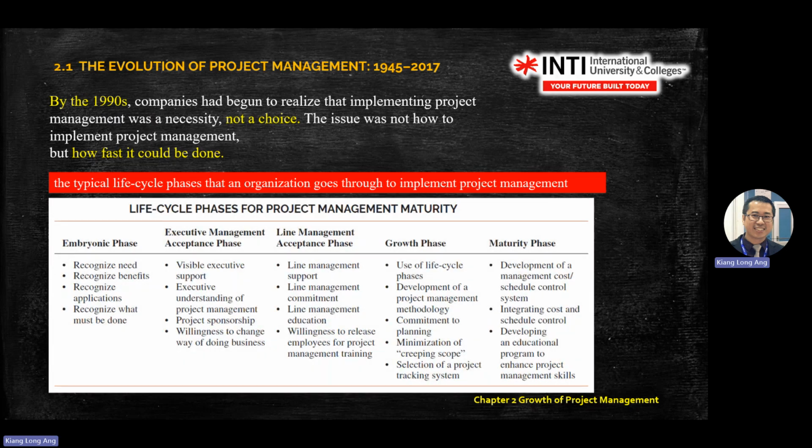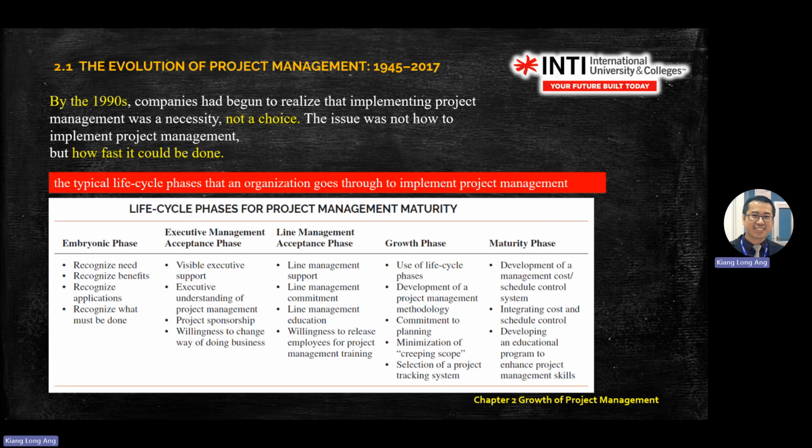So there are a few life cycle phases. This is a keyword: life cycle phases. This question came out in the last semester's short semester final exam, and half of the class, from the previous semester, didn't know how to answer.